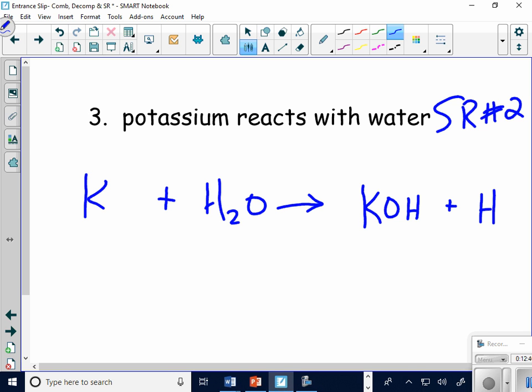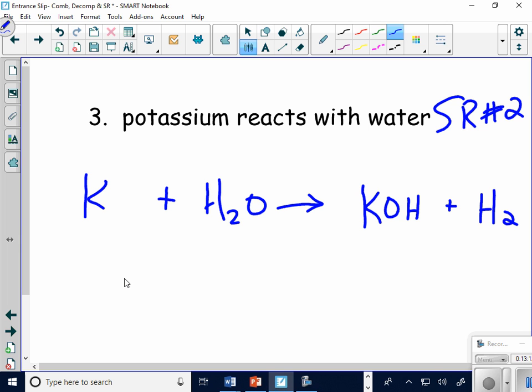Now, what about hydrogen, Zoe? It's a diatomic. Good. It's a super 7. So we need 2 of them. Okay? So, I've got my 2 points for my type of reaction. I've got my reactants. I've predicted it. I've got my products. I'm at 8 out of 10.